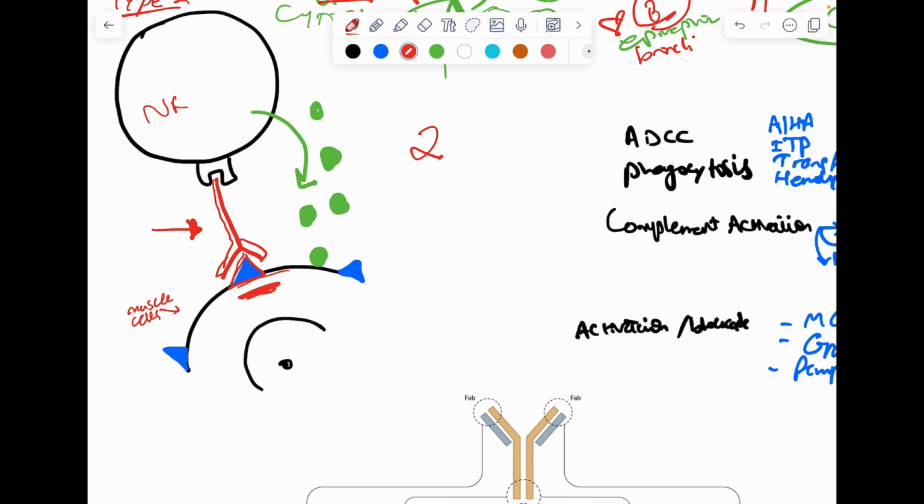The key here, guys, I want you to know is that with type 2 reactions, the antigen is fixed on the cell. It's still part of the cell. And this is very important to differentiate from type 3. With type 3, the antigen is floating around. Here, the antigen is still bound to the cell. Now, what are examples of type 2 hypersensitivity?